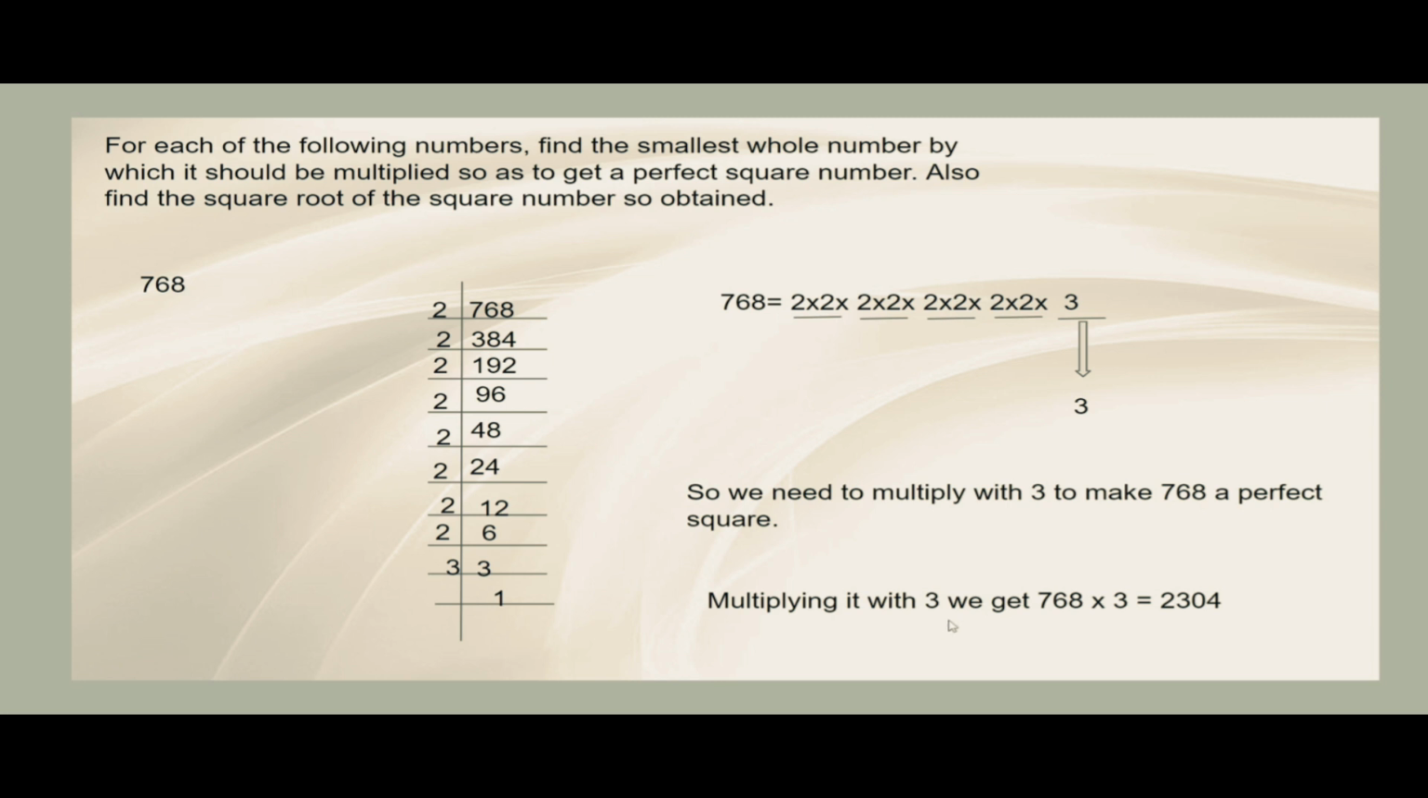Now, multiplying it with 3, we get 768 multiplied by 3 is equal to 2304. Now, this is a perfect square number. And 3 is the smallest whole number by which 768 should be multiplied to get a perfect square.